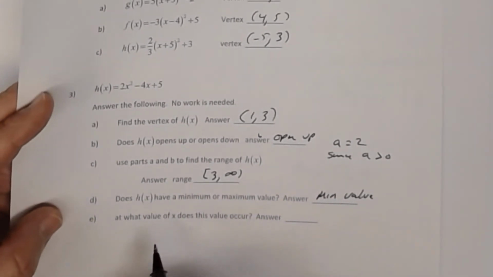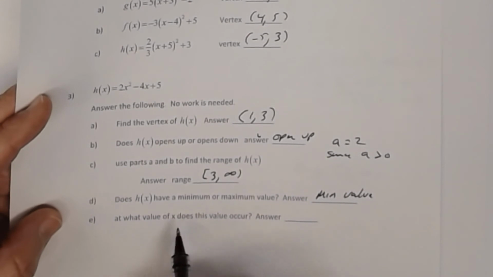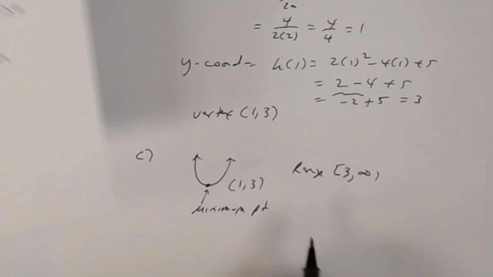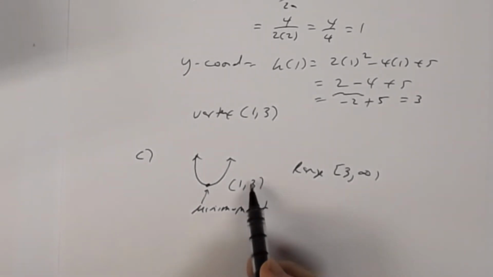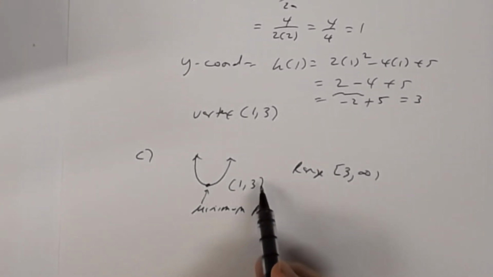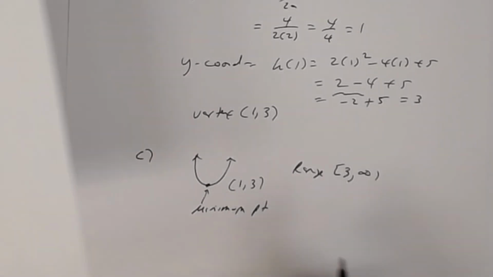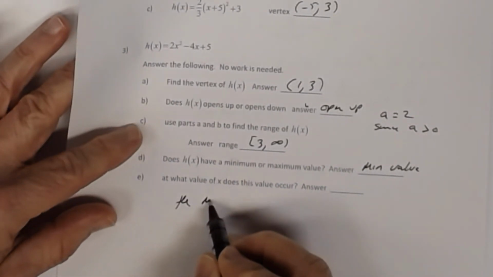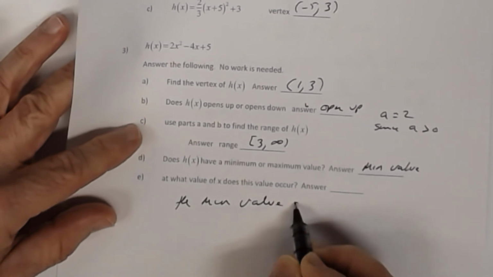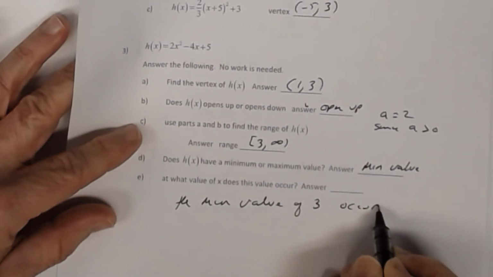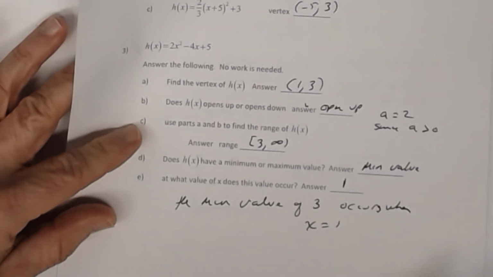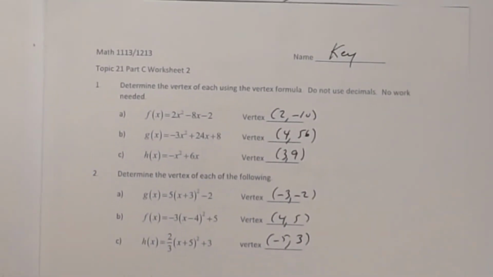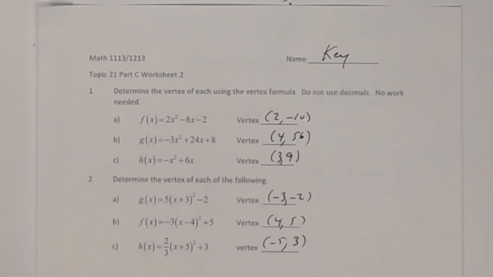But be careful, letter E is not asking that. It says at what value of x does this value occur. So they're asking for this x coordinate right here. So you would say that the minimum value of 3 occurs when x is 1. So remember, the minimum value of 3 occurs when x equals 1, and that's what you want here, when x is 1. So you have to put 1 in that blank. Okay? All right, so that is the key to topic 21, part C, worksheet 2.